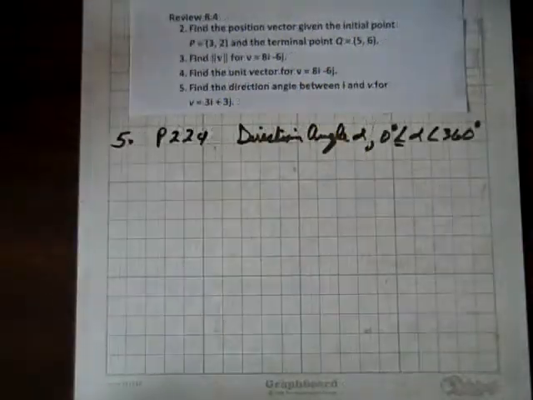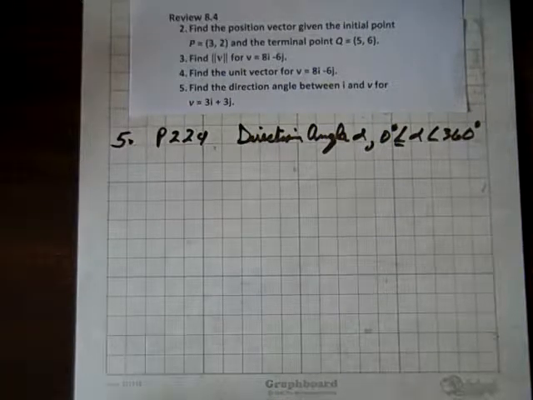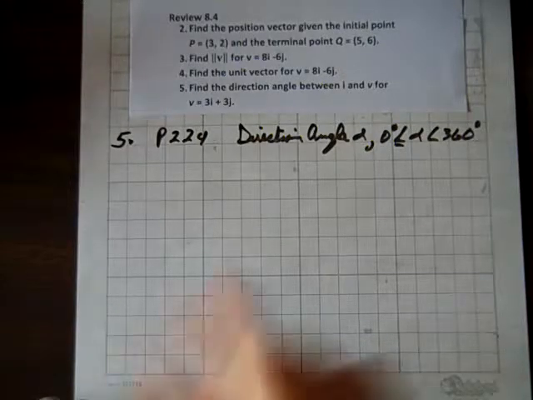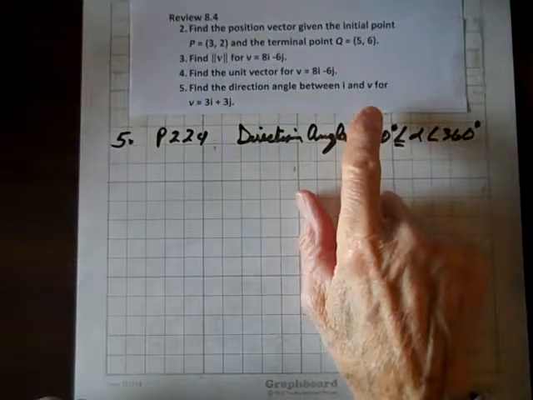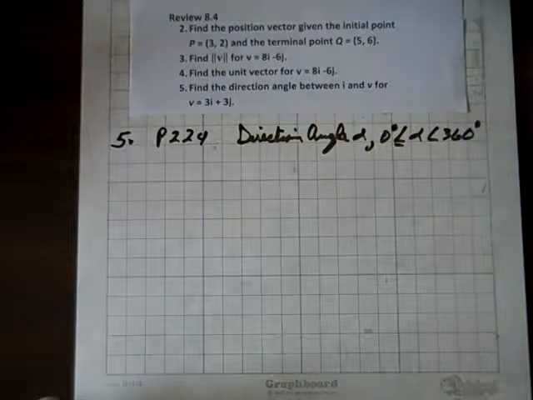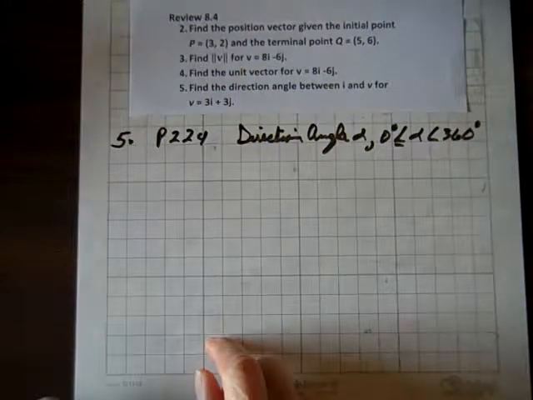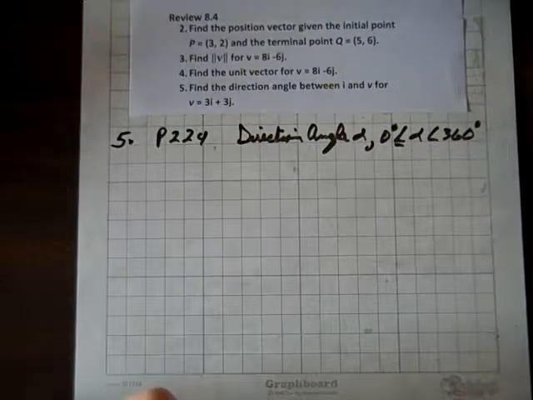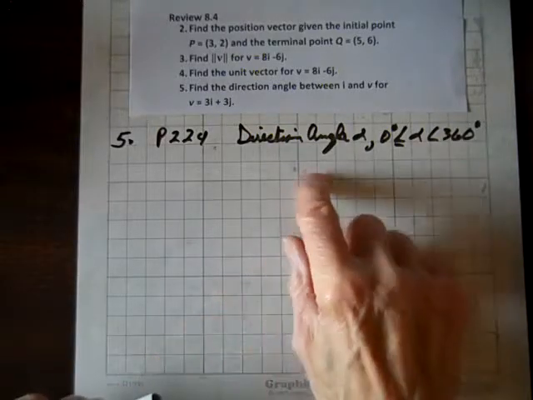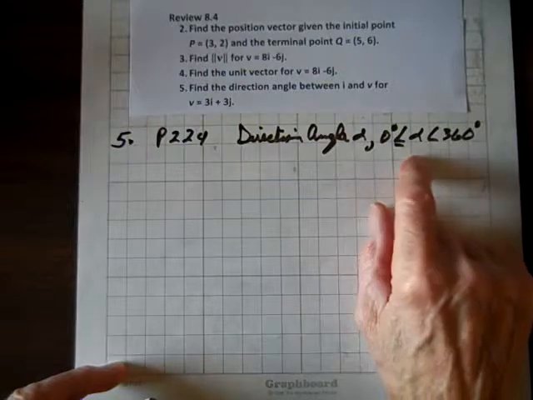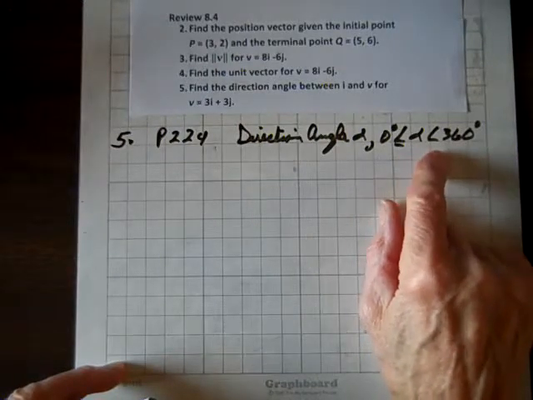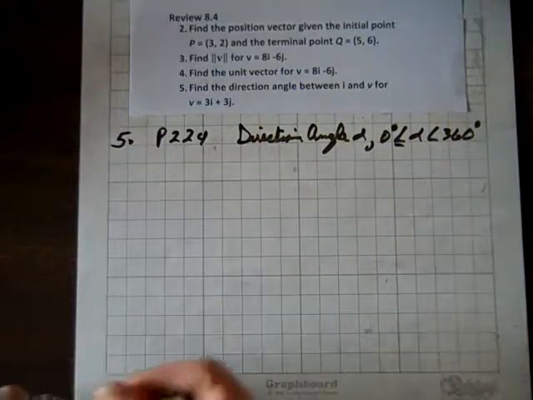So now we're dealing with question 5 on the review for 8.4. And we have to find the direction angle between i and v, for v equals 3i plus 3j. And the direction angle is an angle alpha such that 0 is less than or equal to alpha, which is less than 360 degrees.